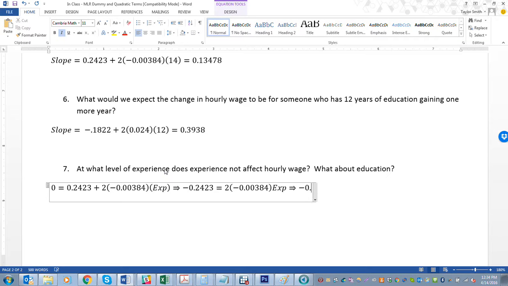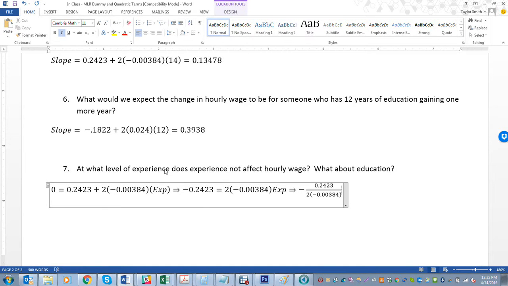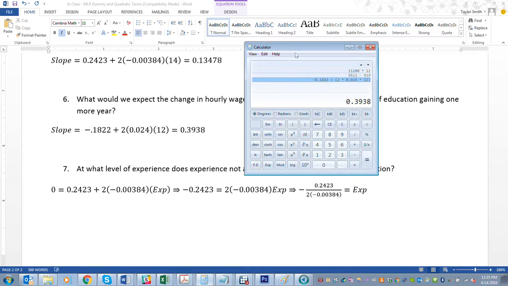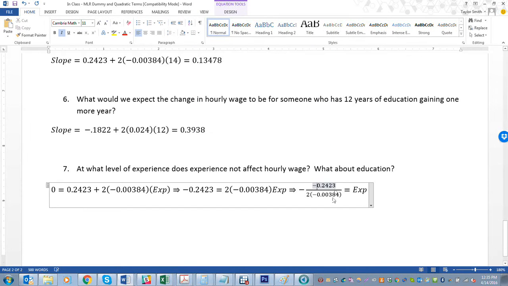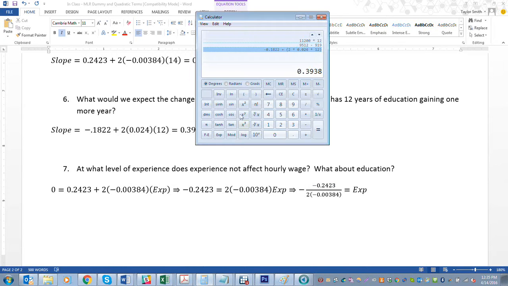Negative 0.2423 divided by 2 times negative 0.00384 is equal to experience. We're going to plug that into our calculator. So we'll come down here and grab a calculator. That one should be negative there, shouldn't it? Okay, because it's negative over here when we moved it. So grab our calculator.